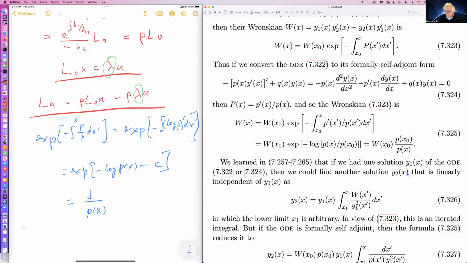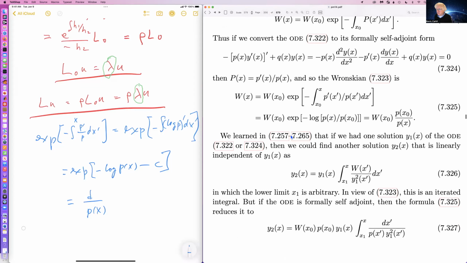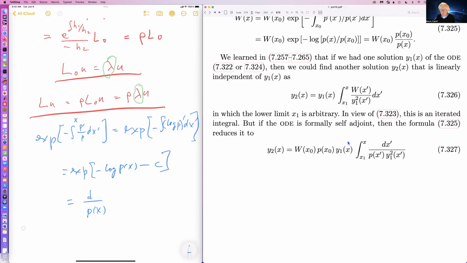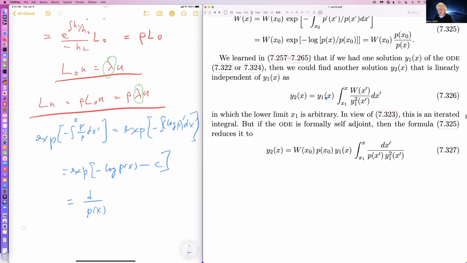And now we learned back a few days ago that if we have one solution to an ODE, we can find another solution that's linearly independent by integrating the Wronskian. The lower limit's arbitrary because it's an overall multiple of y1, and we're not interested in y1. We're interested in what's linearly independent of y1.